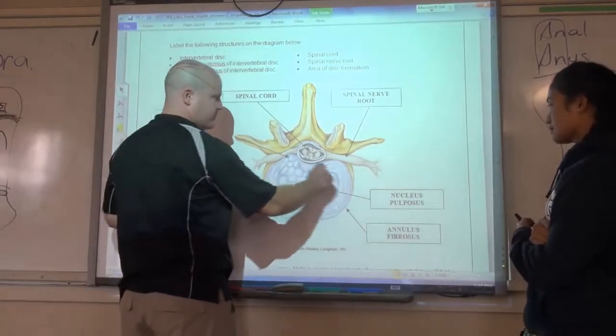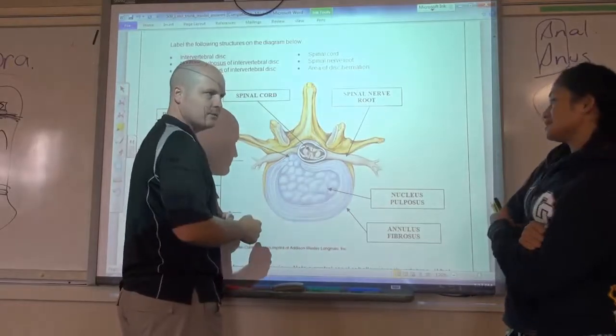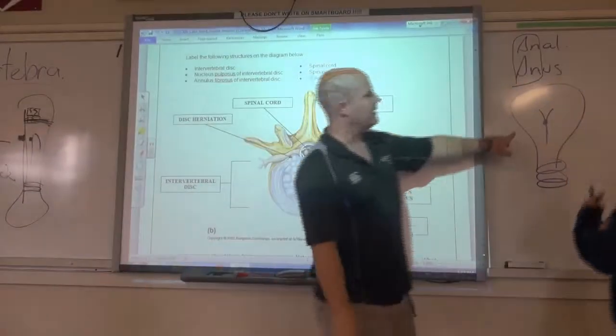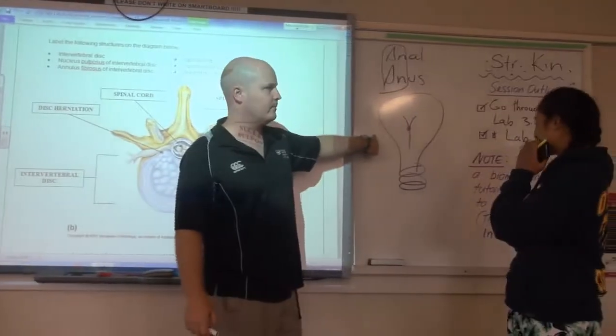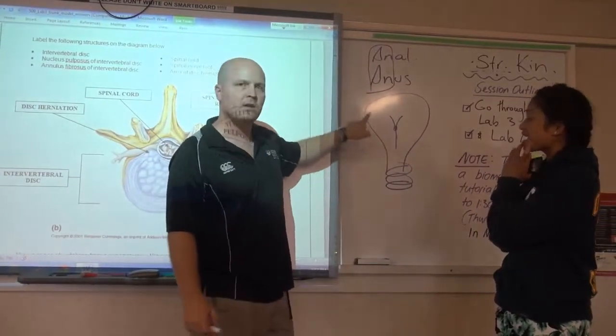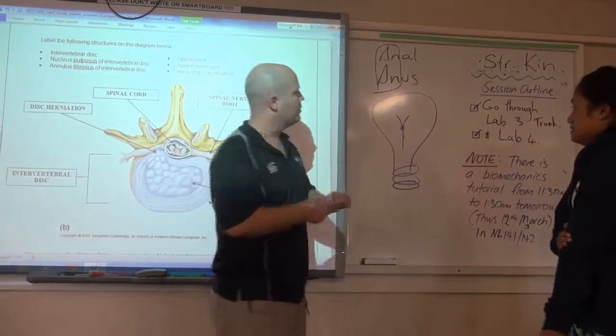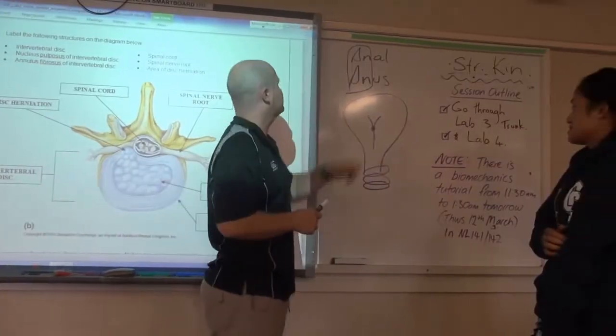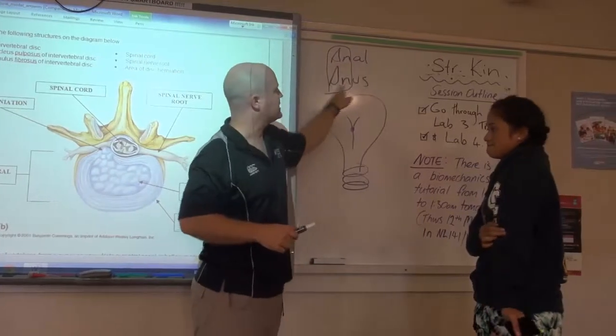So this thing that wraps around the outside, annulus fibrosus. Good. So if we look over here, what's this, Asu? Our man pulling up his pants. So what's this bit? Anal or anus. Yeah, so we can call it his anal region or his anus.